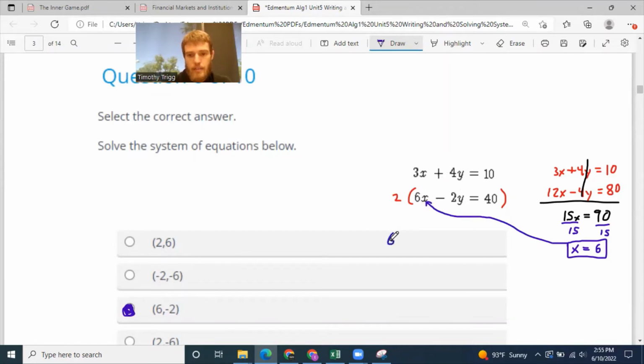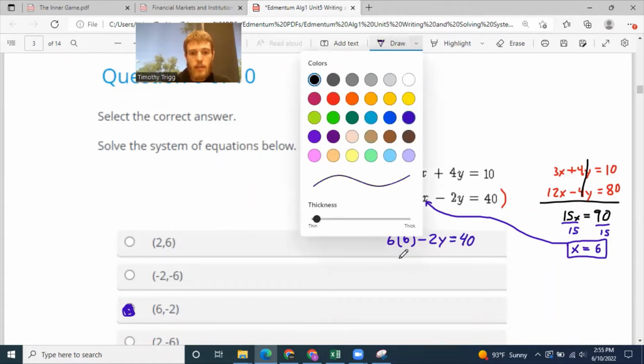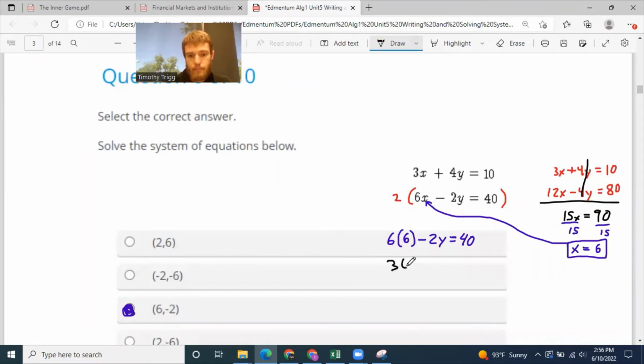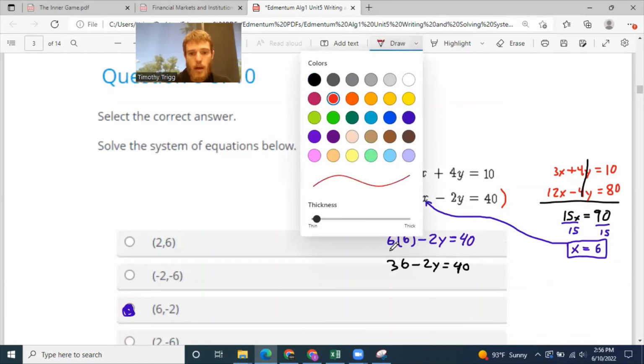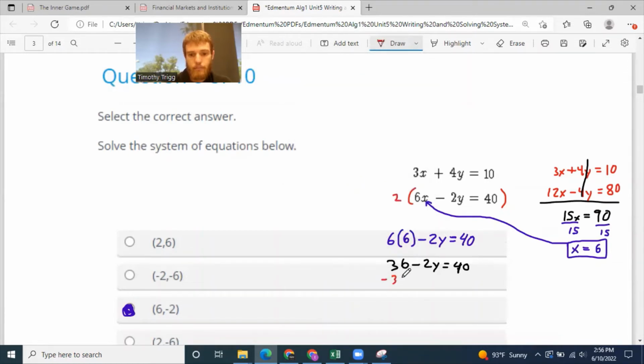So that'll give us 6 times x becomes 6 times 6 minus 2y equals 40. 6 times 6 is 36, minus 2y equals 40. Now, how would we solve for y? Well, hopefully you see I would subtract 36 on both sides of the equation.